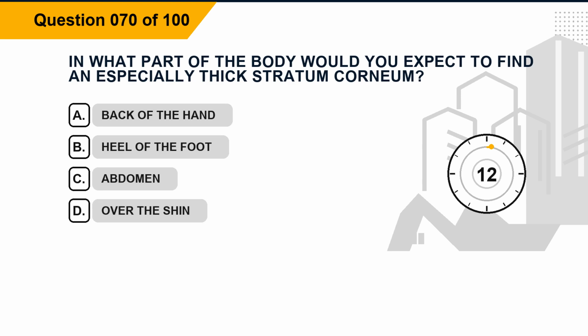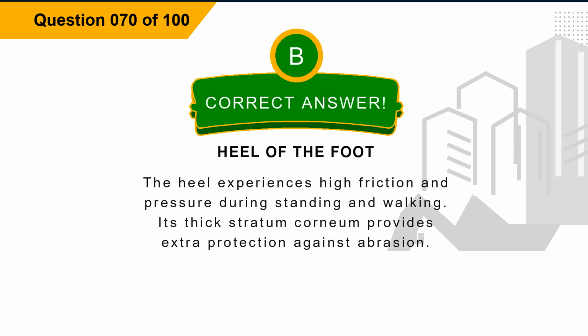Question 70. In what part of the body would you expect to find an especially thick stratum corneum? Option A, back of the hand. Option B, heel of the foot. Option C, abdomen. Option D, over the shin. The correct answer is option B, heel of the foot. Explanation. The heel experiences high friction and pressure during standing and walking. Its thick stratum corneum provides extra protection against abrasion.